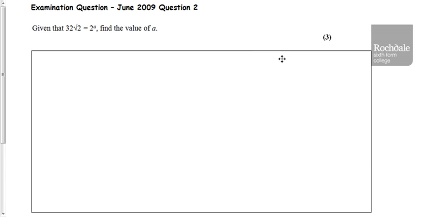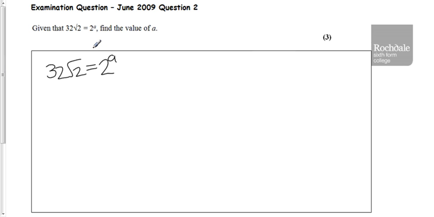Algebra GCSE review. This is the exam question from C1 June 2009, question 2. Given that 32 times the square root of 2 is the same as 2 to the power a, we need to find the value of a.